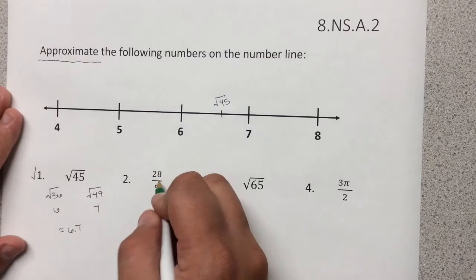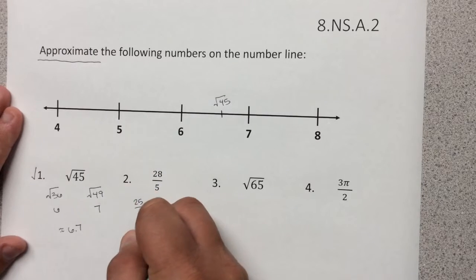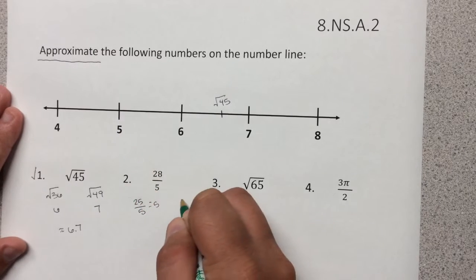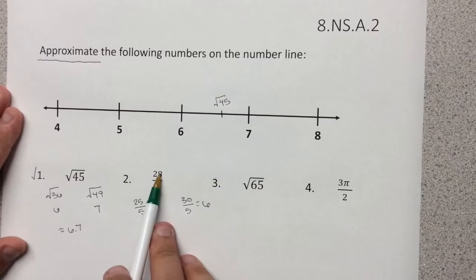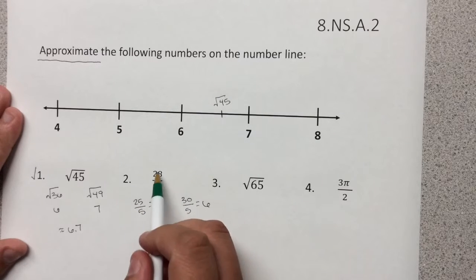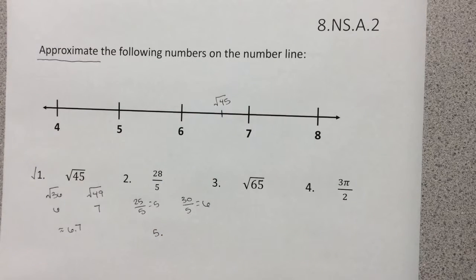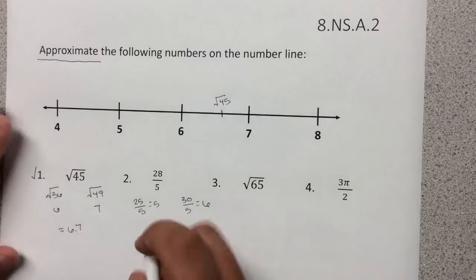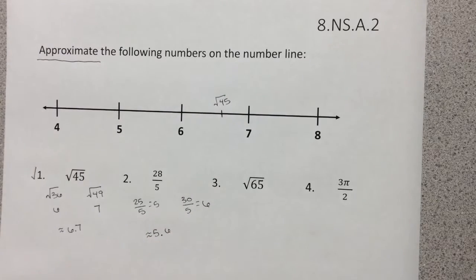So I know that with 28 over 5, 25 divided by 5 is equal to 5. And I know that 30 divided by 5 is equal to 6. So because 28 is in between 25 and 30, then I know that 28 divided by 5 has to be in between 5 and 6. So it's going to be 5 point something. Now 28 is pretty close to the middle, except it's a little bit closer to 30 by one number. So I'm going to go just a little bit past halfway and say that this is about 5.6.